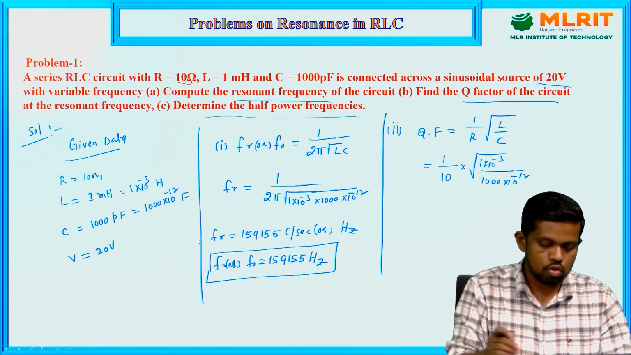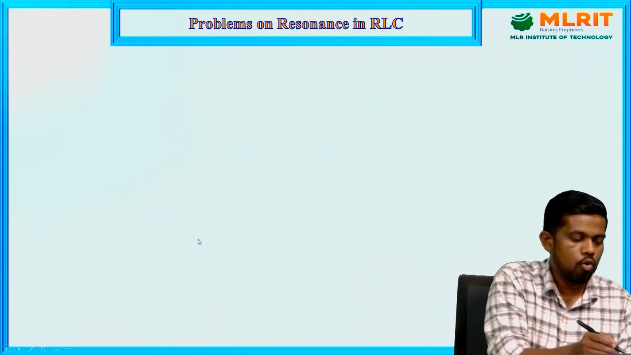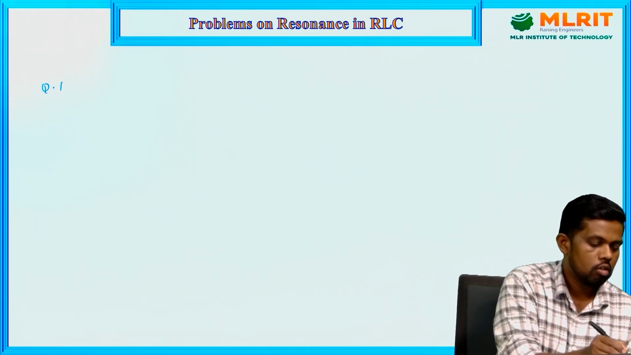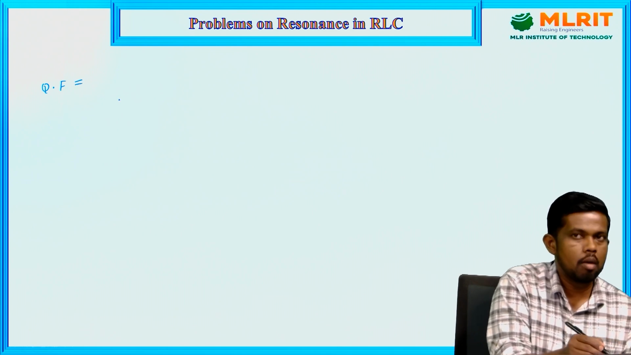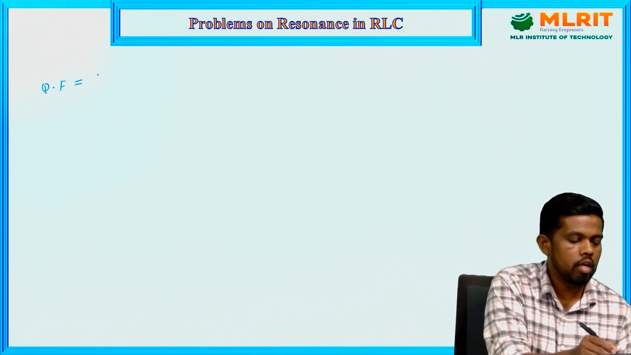Then the quality factor Q equals, based on the simplification of the above terms, we will get the quality factor as 100. So it is simply 100.